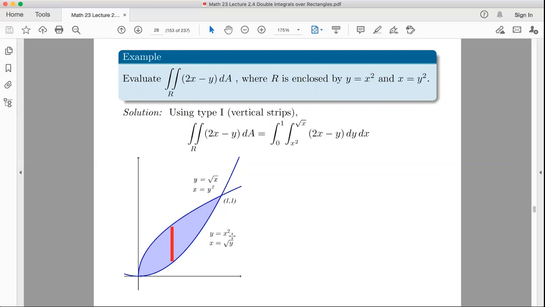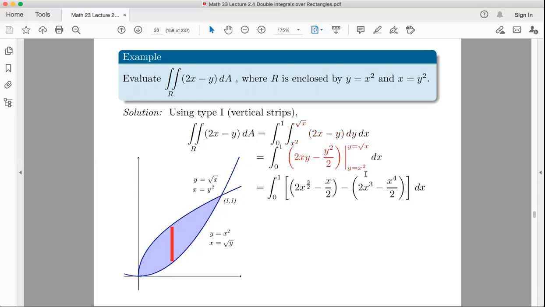Okay, so to evaluate this, we first evaluate the inner integral with respect to y. So we get 2xy minus y squared over 2 evaluated from x squared to the square root of x. When you substitute the square root of x and then later x squared, we get this expression here. So this one uses the square root of x. This here uses this x squared.